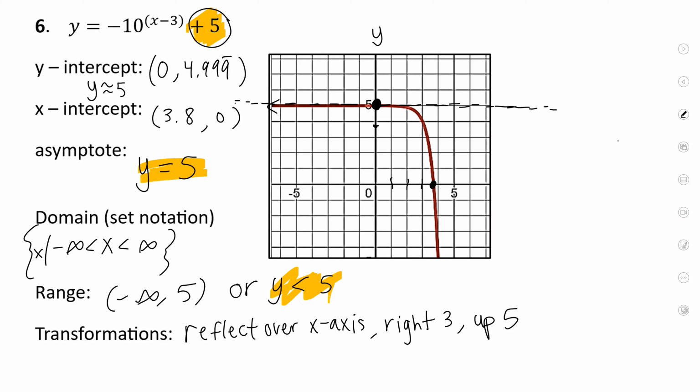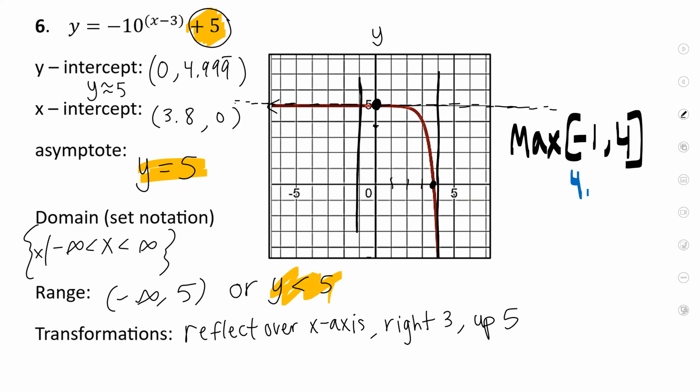Okay, so, let's try a maximum and minimum problem here. Let's say I want to look between -1 and 4. Okay, what is the max between -1 and 4? Wait, it can't be 5. Remember, there's an asymptote at 5. So 4.999. Okay, and what about the minimum on the same interval? So it looks like it's down here at -2. So your minimum would be -2.